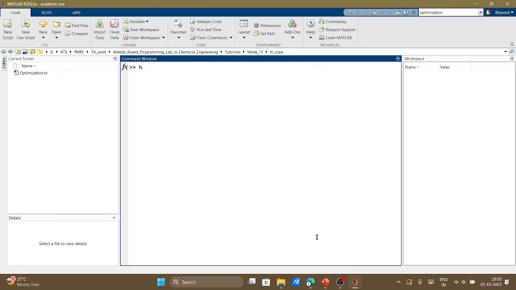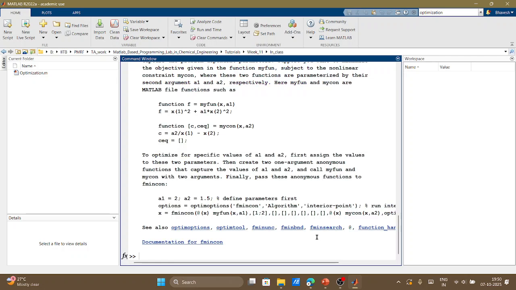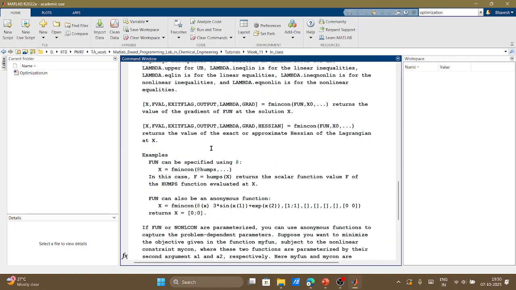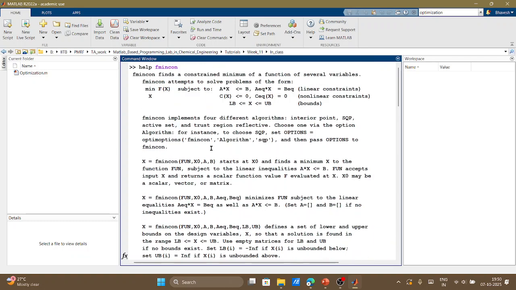Again, let me go to the help of fmincon. For the non-linear constraint, I have to create a separate function. We will create it. That function will provide us two values, C for the inequality and CEQ for the equality constraint data. So C will be less than or equal to 0 and CEQ will be equal to 0. This we have to provide in this fashion.